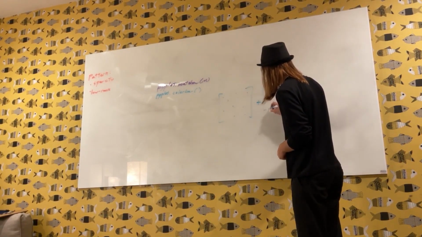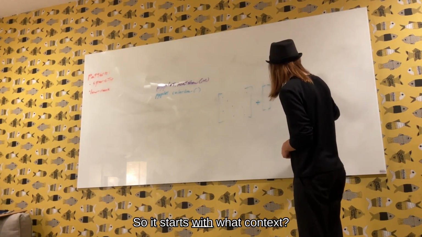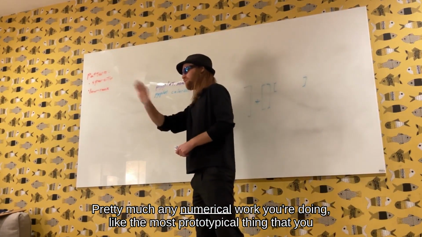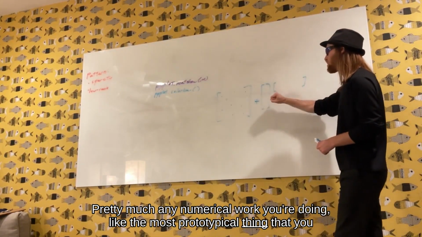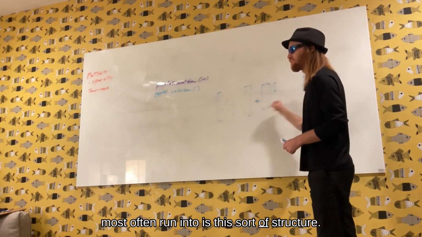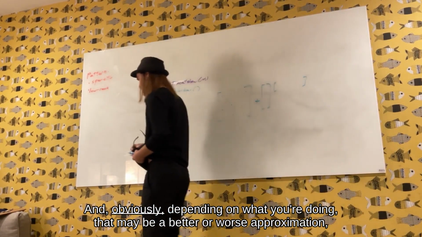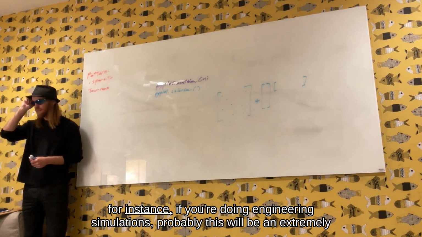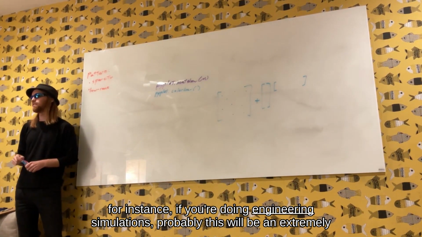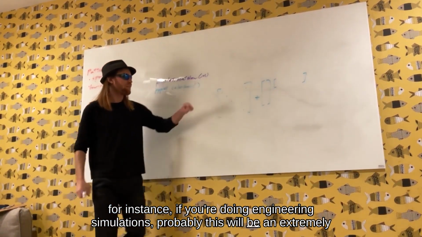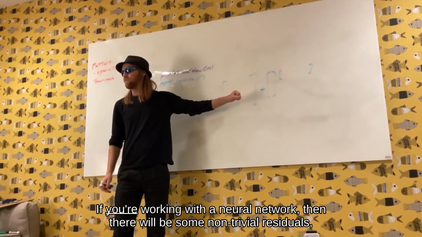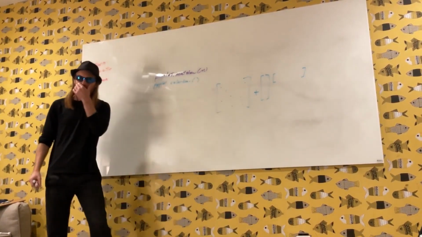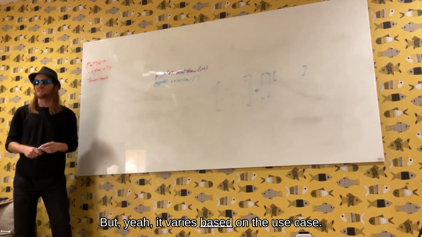Most often in what context? Pretty much any numerical context. Pretty much any numerical work you're doing, the most prototypical thing that you most often run into is this sort of structure. Obviously, depending on what you're doing, that may be a better or worse approximation. For instance, if you're doing engineering simulations, probably this will be an extremely good approximation. If you're working with a neural network, then there will be some non-trivial residuals, but it'll still be decent. But it varies based on the use case.